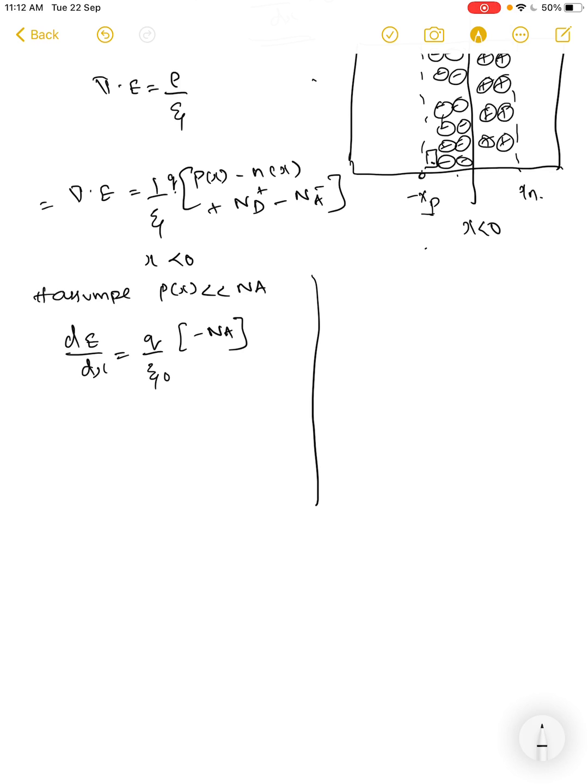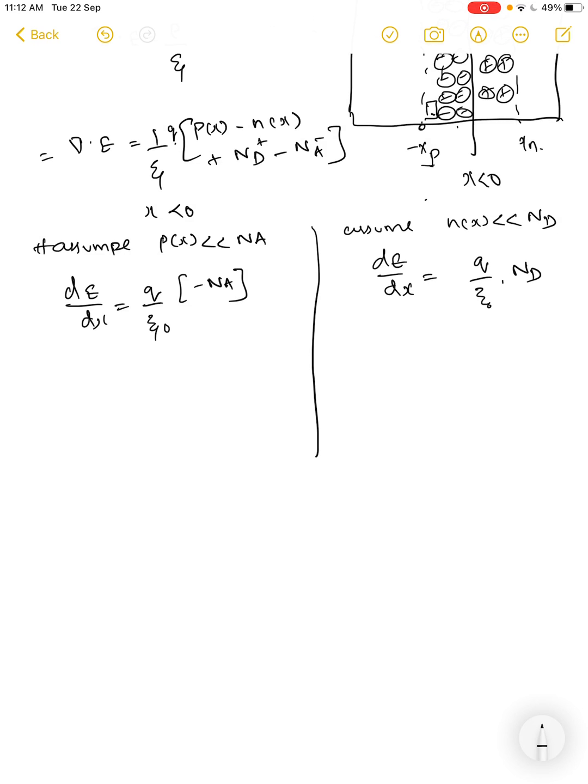And on the right hand side, we will do the same thing. Again, we will assume that n of x is much smaller than Nd, and you can write dE by dx equal to q by epsilon naught times Nd. Now let's find the electric field.